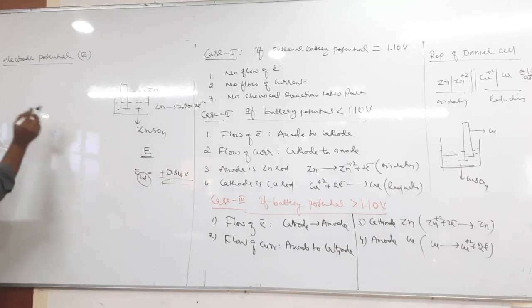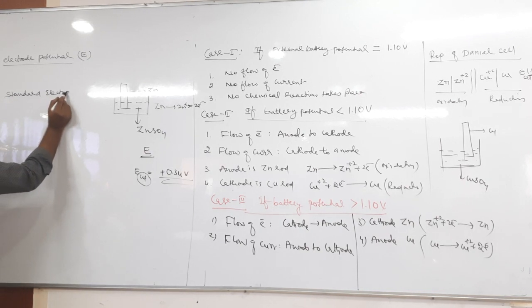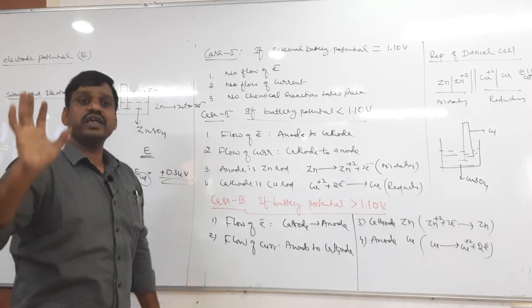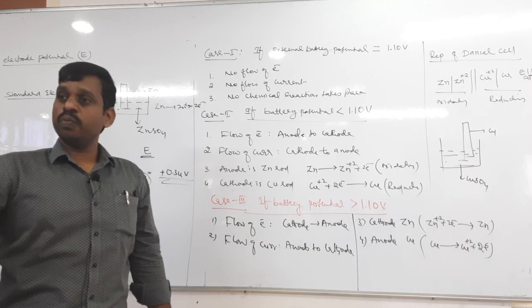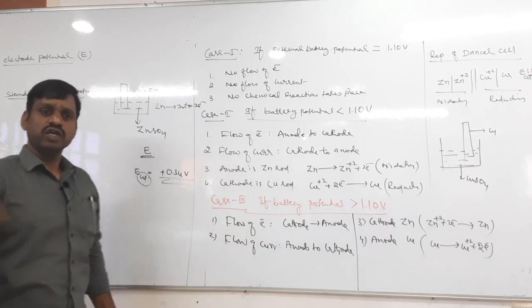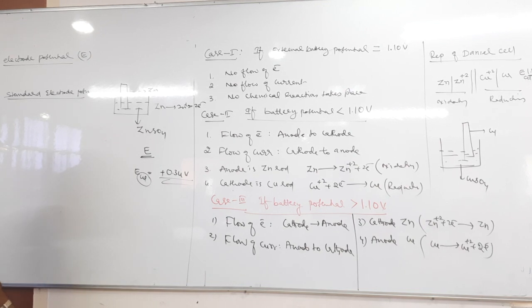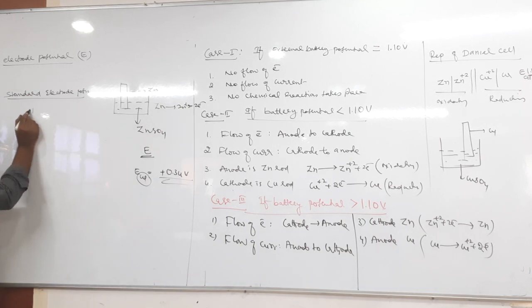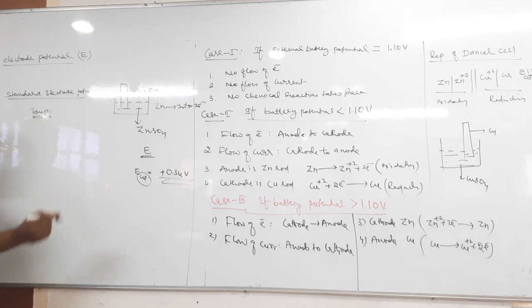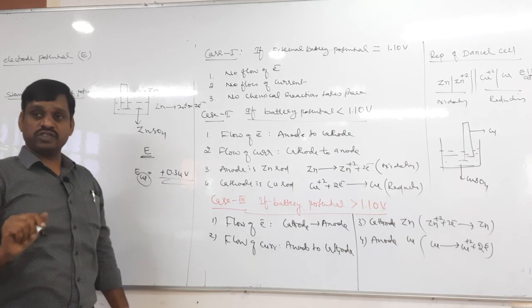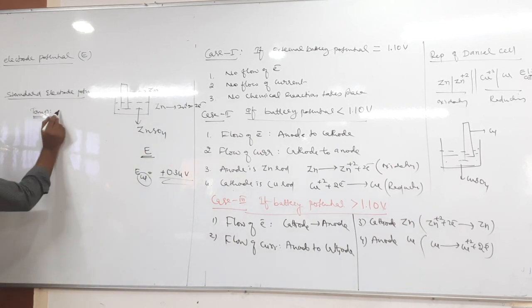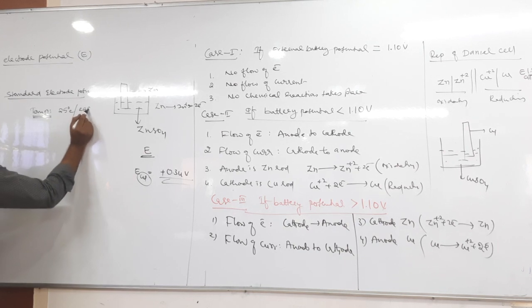We will also study standard electrode potential. What is the meaning of standard electrode potential? If the electrode potential is measured under standard conditions. What are the standard conditions? Temperature and pressure, if it is a gas, pressure; if it is a solution, concentration. What is the standard temperature? We discussed that the standard temperature for gases is 0 degrees. For solids, liquids and solutions, it is 25 degrees Celsius or 298 Kelvin.